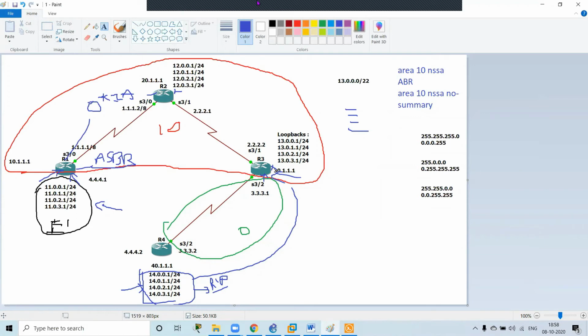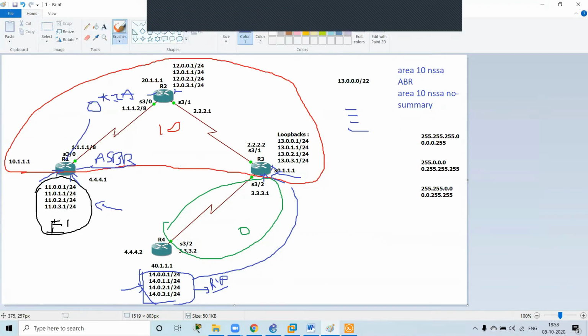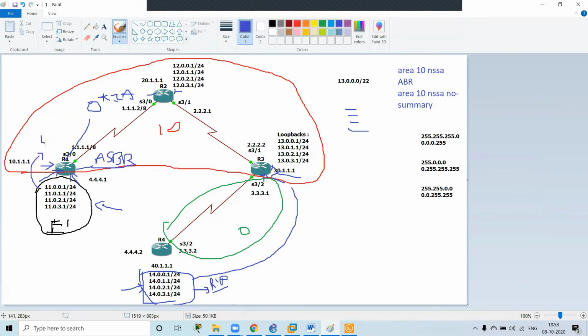See what I'm saying over here. The R1 router allows LSA 7, the external routes, to come in. The external LSAs come in because this is my NSSA area. An NSSA area is a stub area that is having an ASBR. Understood?